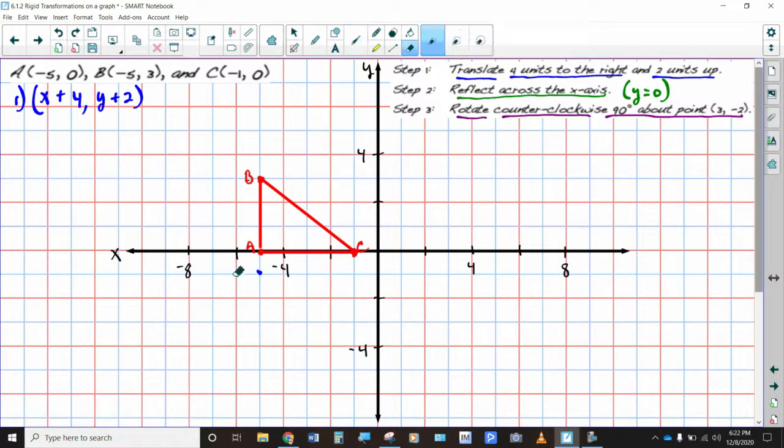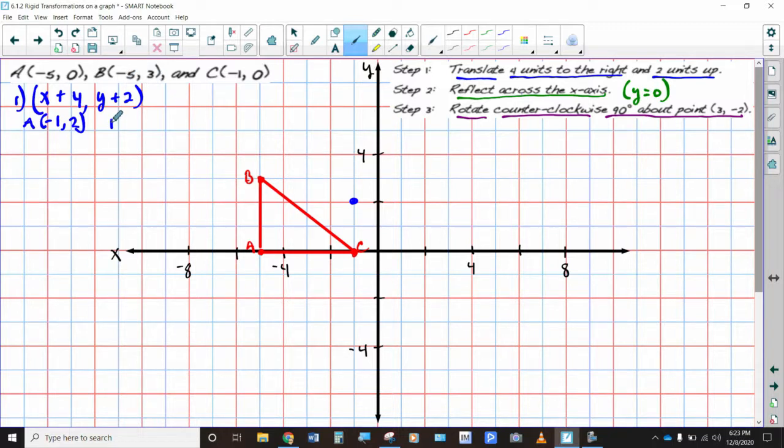X is increasing by 4, so negative 5 plus 4 is going to be negative 1. And then y goes up 1, 2. This is going to be at point negative 1, 2, right? That would be point A.